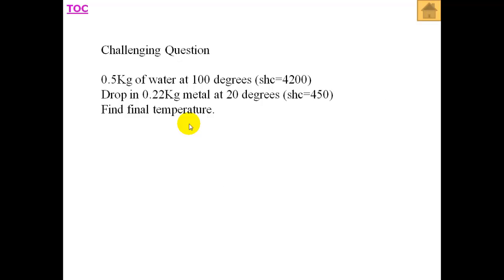A more challenging question would be 0.5 kilograms of water at 100 degrees. The specific heat capacity is 4,200 joules per Kelvin per kilogram. Drop in 0.22 kilograms of metal at 20 degrees and find the final temperature.